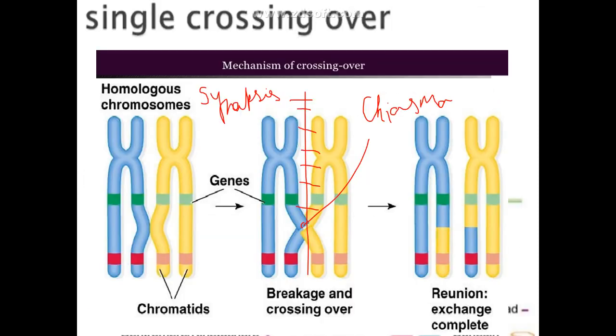What does tetrad mean? See, this is a tetrad. This is 1, this is 2, this is 3, this is 4. So this is called a tetrad. Just remember how this crossing over occurs. It occurs during meiosis, in prophase 1.